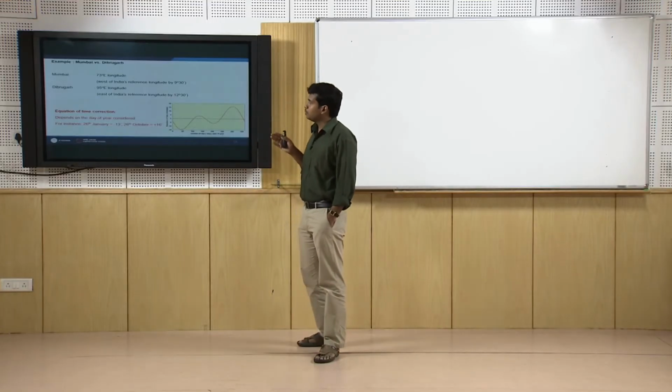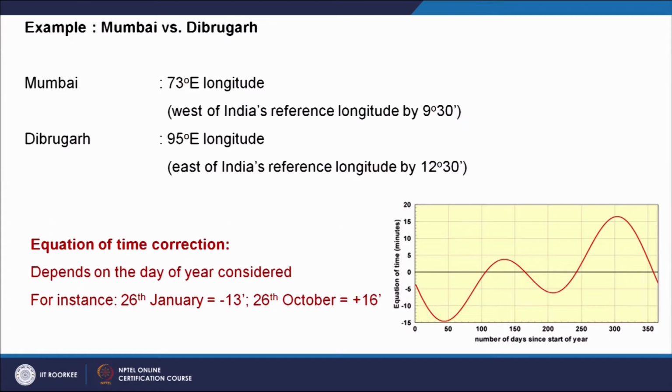First is Mumbai, which is 73 degrees east longitude on the western side of India. Number 2 is Dibrugarh, which is 95 degrees east longitude, which is farther east of India. Mumbai lies west of India's reference longitude, that is the 82 degrees reference line. It lies west of the reference line by 9 degrees 30 minutes, whereas Dibrugarh lies east of India's reference longitude by 12 degrees and 30 minutes.